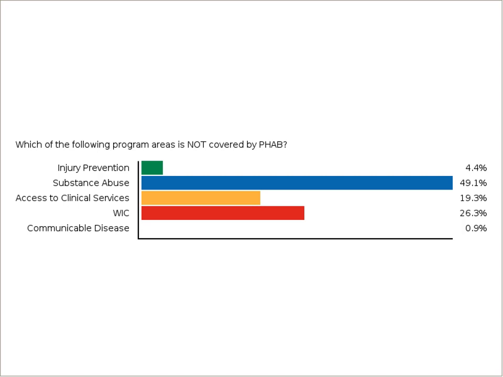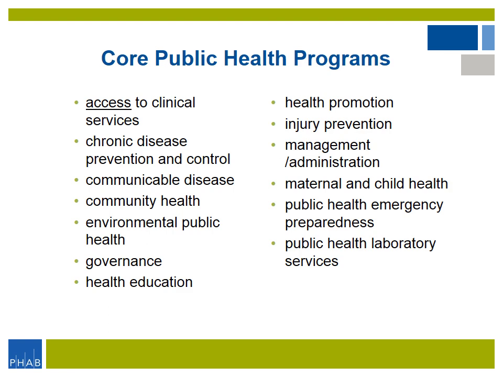So let's move on and we'll talk a little bit about programs. The focus of PHAB standards and measures is on population-based disease prevention, health protection, and health promotion. Our standards address a range of core public health programs and activities such as those listed here. A couple of other program examples might include infectious disease control, as well as vital records and statistics.